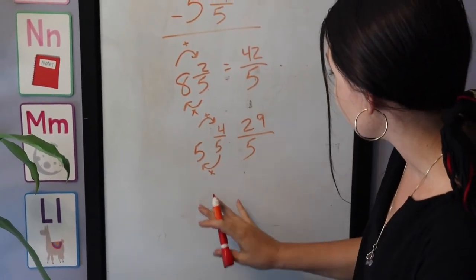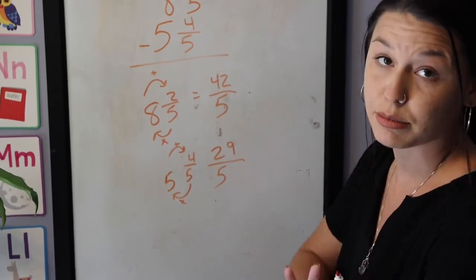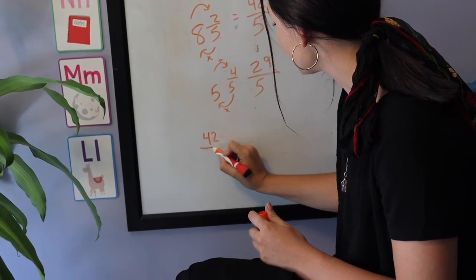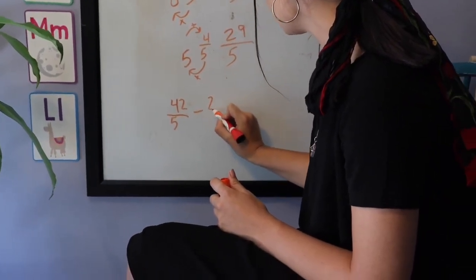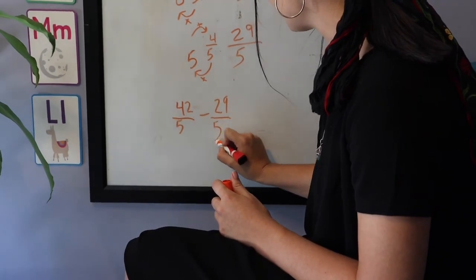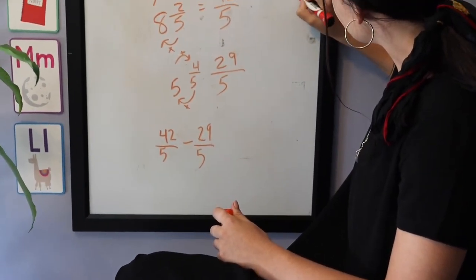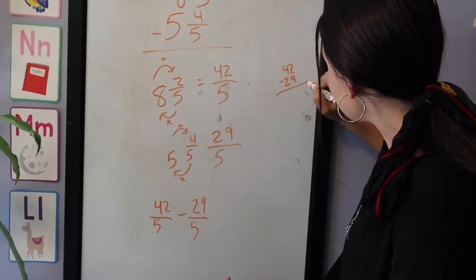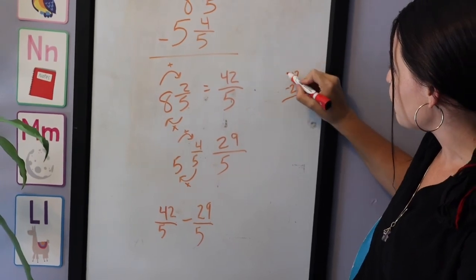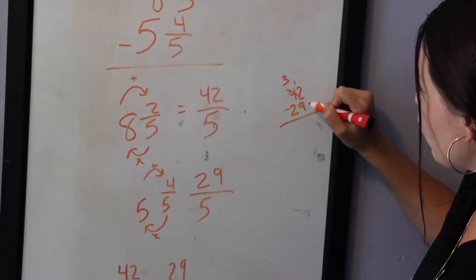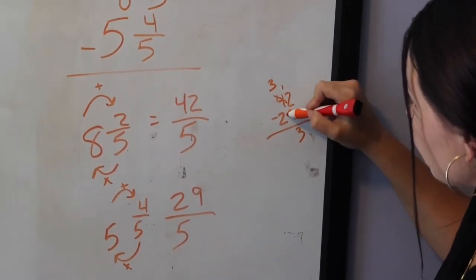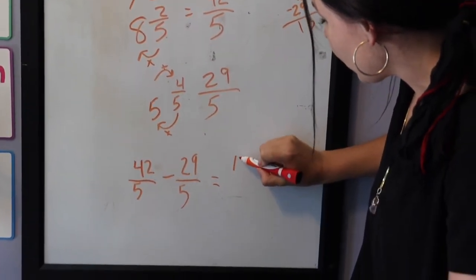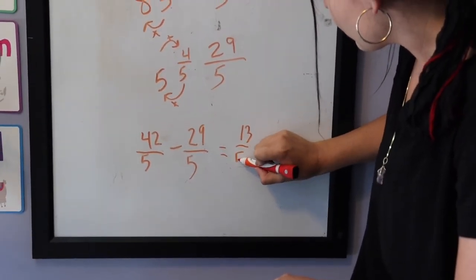So now, since they have the same denominator, remember that's important with addition and subtraction, you're going to put it here, 42/5 minus 29/5. So we can go up here, 42 minus 29. So you can't subtract 2 from 9. You're going to have to borrow, turn this into a 3. So 12 minus 9 is 3. 3 minus 2 is 1. So now our new fraction is going to be 13 over 5.